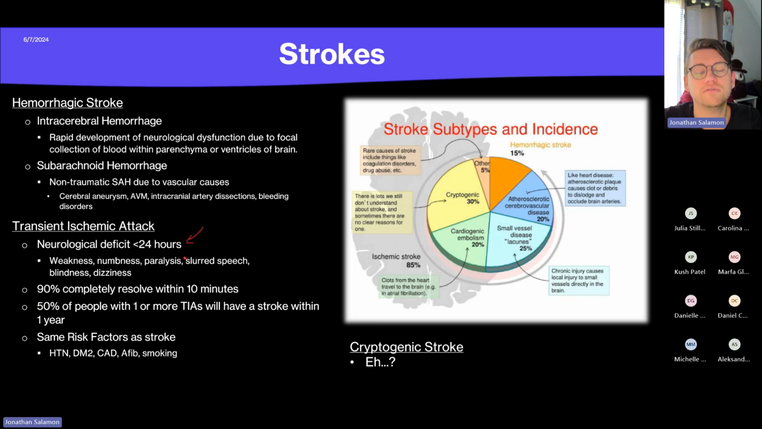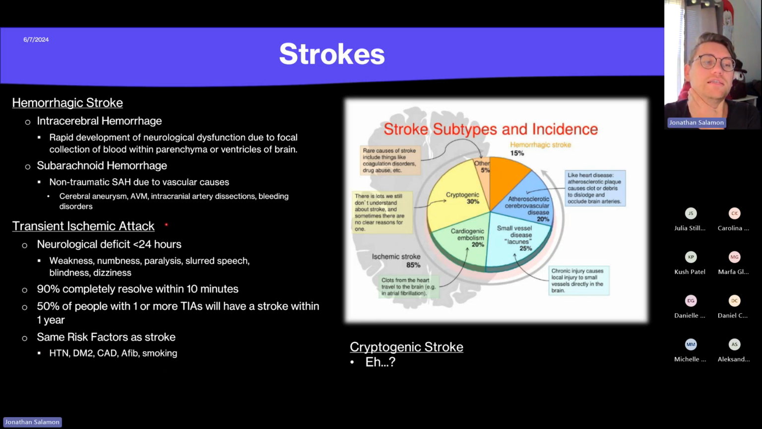Now you can argue all you want, well, is that because these really predispose somebody to having strokes, or is it because by the time you see them in the hospital, this has happened to them enough times that their family convinced them to come in? I don't know. But TIAs have the same risk factors as a stroke: hypertension, diabetes, CAD, AFib, smoking.